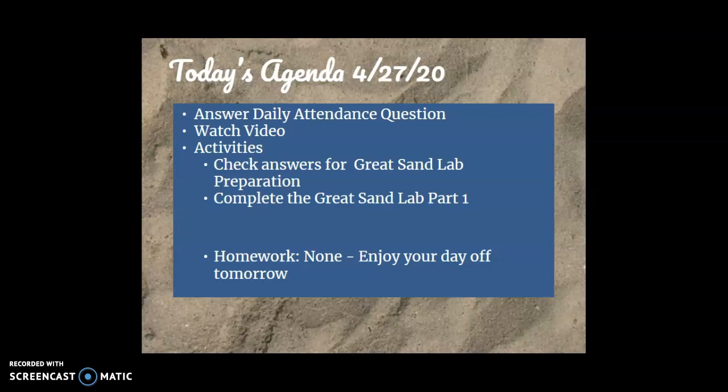And then you can see there's no homework for today. It's just to enjoy your day off tomorrow. You guys have the day off. Teachers have in-service, so there won't be any homework or any post tomorrow for this class.